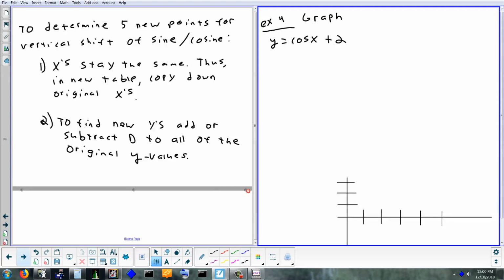So before I even graph example 4, can someone just tell me what is the +2 going to do? Add 2 to the what? The y's. And visually, what is that going to look like? It's going to shift up 2. That's all that's going to happen. So it's exactly what we just said. Add 2 to all the y's. Don't change the x's: 0, pi over 2, pi, 3 pi over 2, 2 pi.